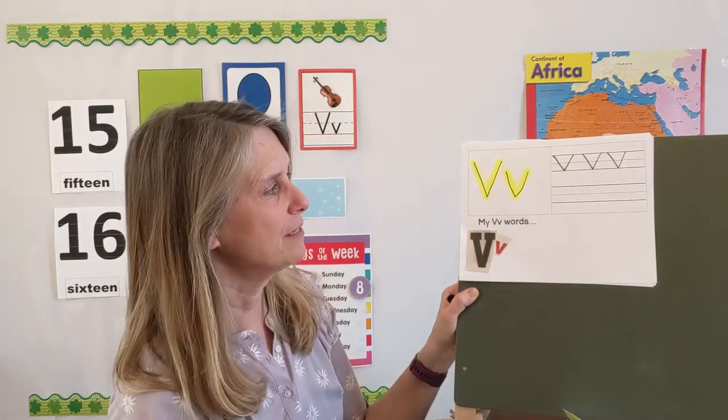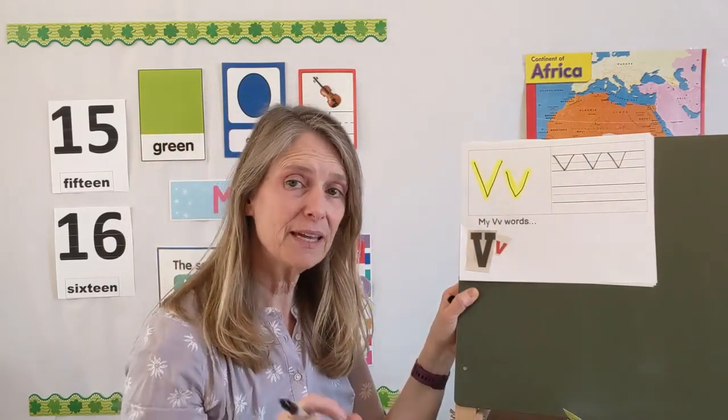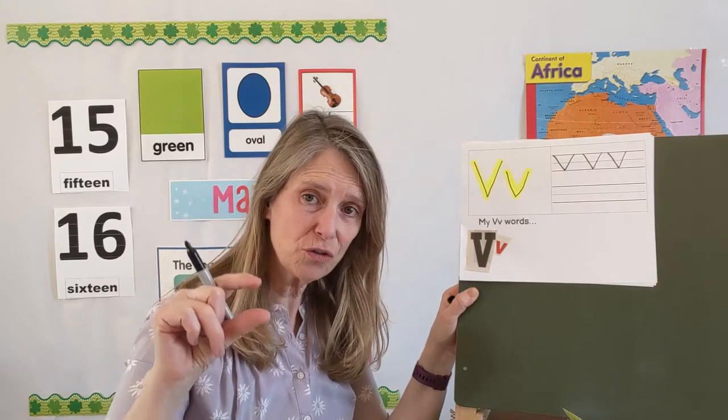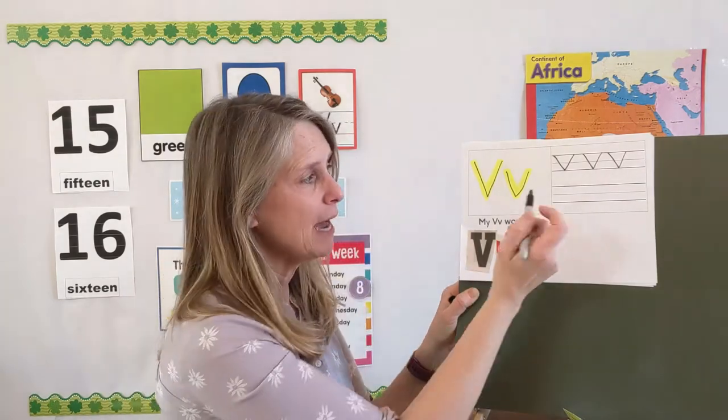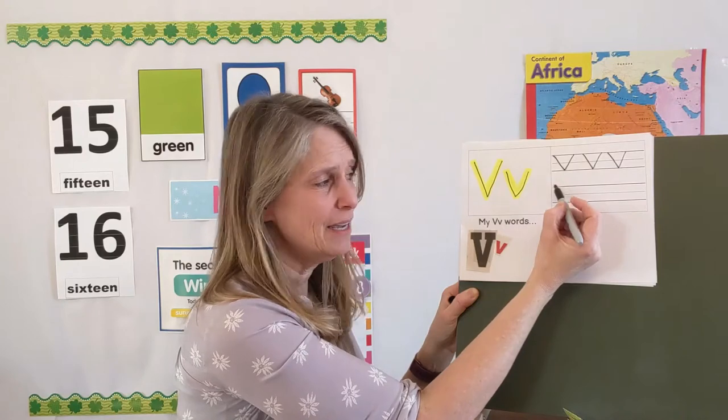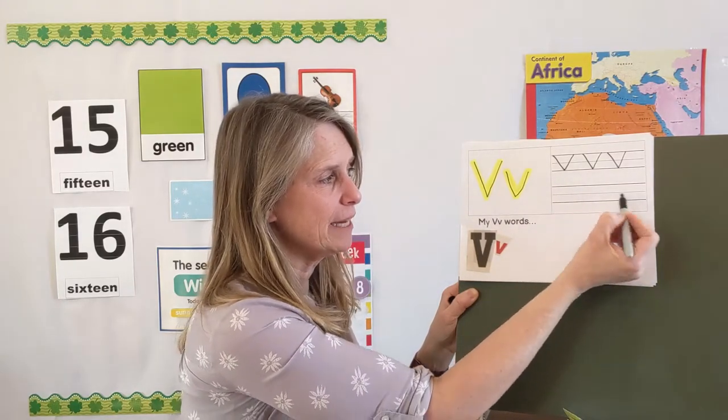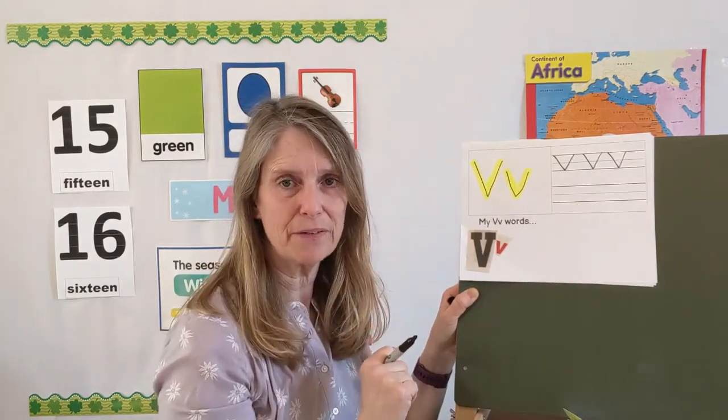1, 2, 3 uppercase V's. Okay, the lowercase guy, like we said, is taller, shorter, he's shorter. So he doesn't start at the top line. He does the same exact thing, but he's gonna start right here on this middle dotted line.